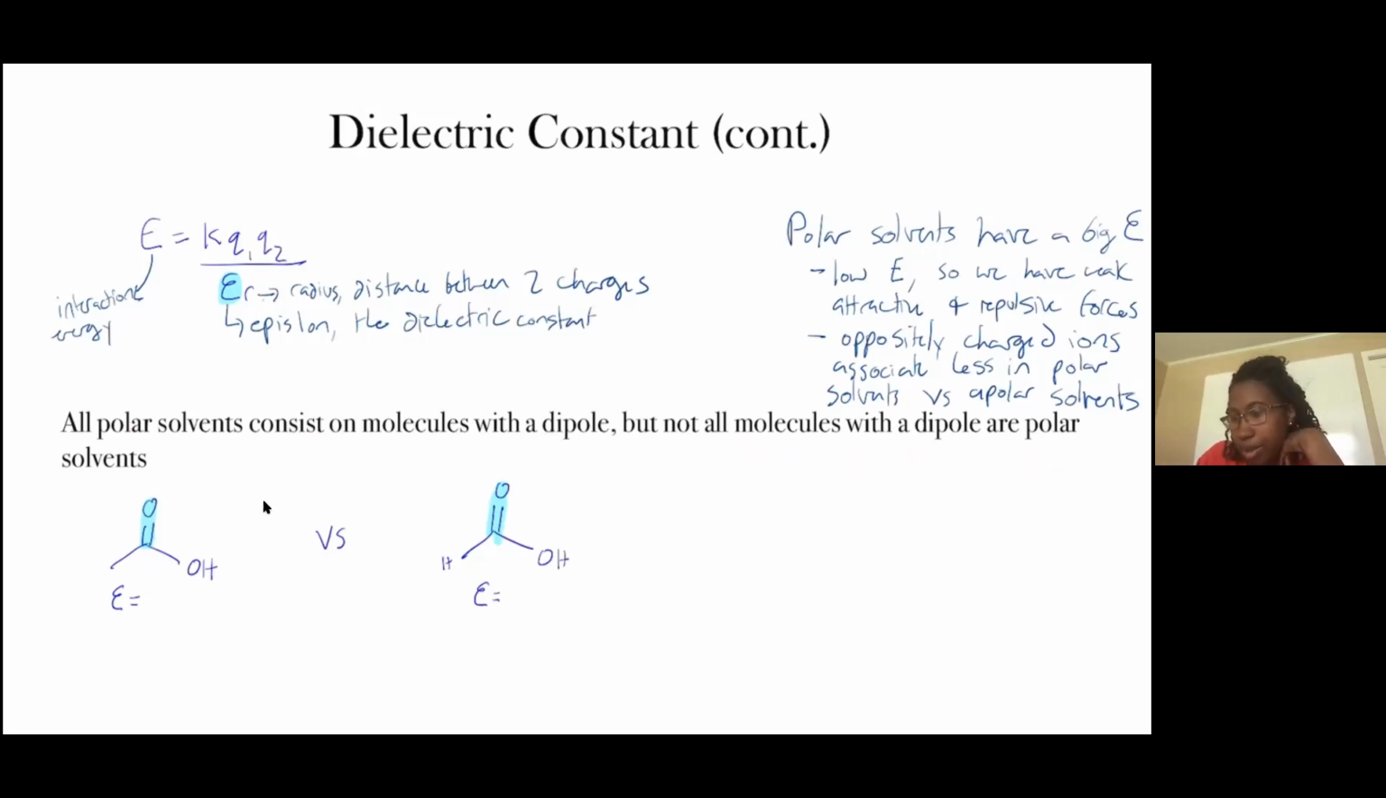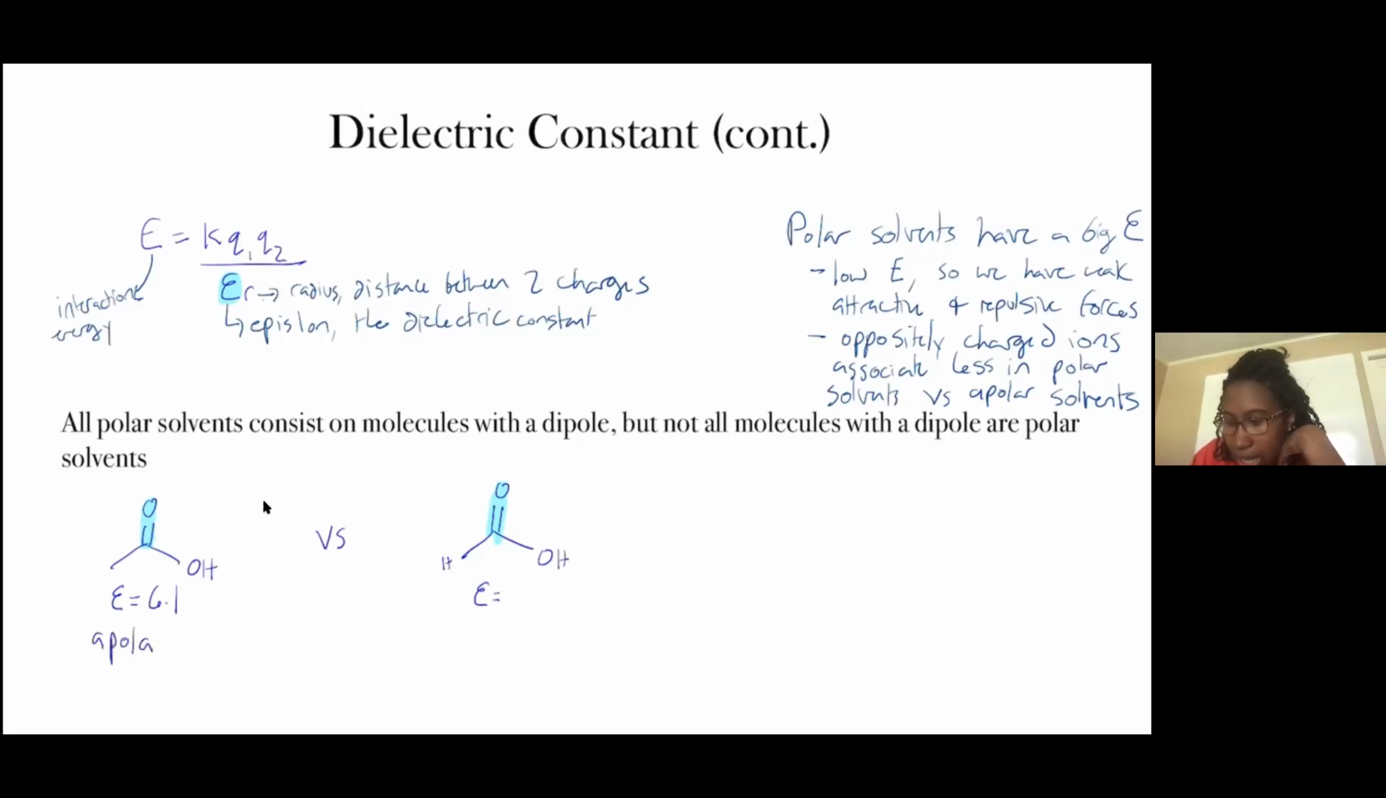So I've drawn two examples here. I've highlighted the C to O dipole in blue. Right here on the left, we have this molecule, and its epsilon value happens to be 6.1. If you remember from a slide ago, in order to be polar, you have to have an epsilon value that's greater than, I'm sorry, greater than 15. So this molecule, by that definition, is apolar, even though it has a dipole.